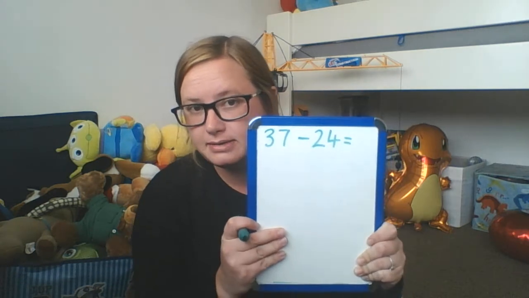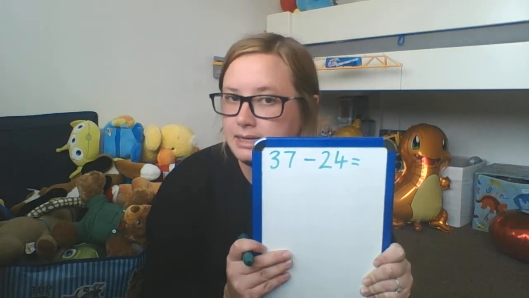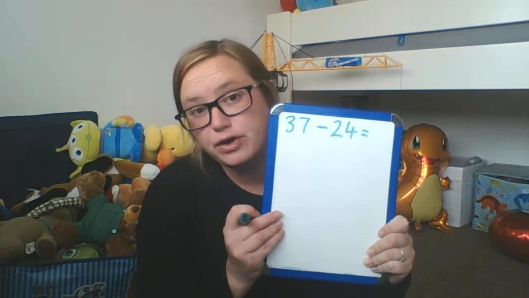So I'm going to have a number sentence. I'm going to have two 2-digit numbers, and I'm going to have the number 37, take away, subtract 24 equals. So there is my number sentence.